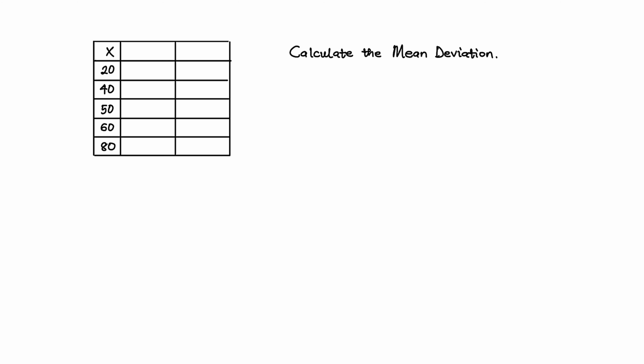To calculate the mean deviation or the mean absolute deviation, the formula is MD, which stands for mean deviation, equals sigma of the absolute value of x minus x bar, divided by small letter n. This is how we calculate the mean deviation or the mean absolute deviation when the data is sample data.